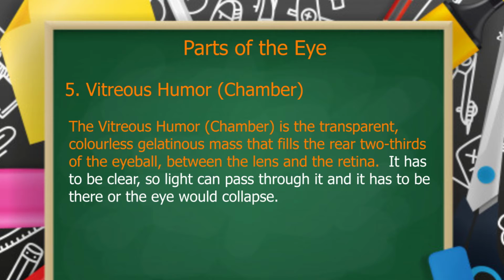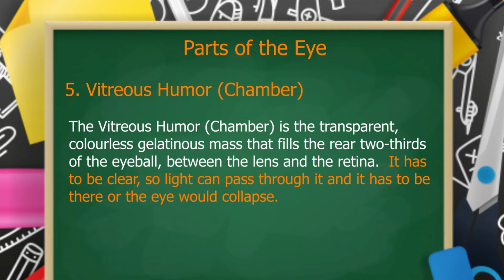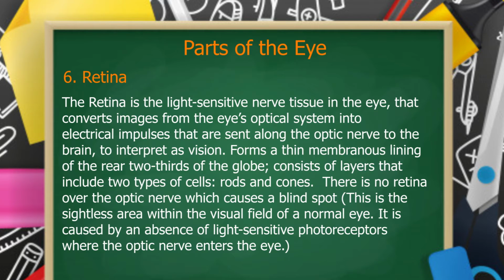Vitreous humor chamber is a transparent, colorless, gelatinous mass that fills the rear 2/3 of the eyeball between the lens and the retina. It has to be clear so light can pass through it, and it has to be there or the eye will collapse.